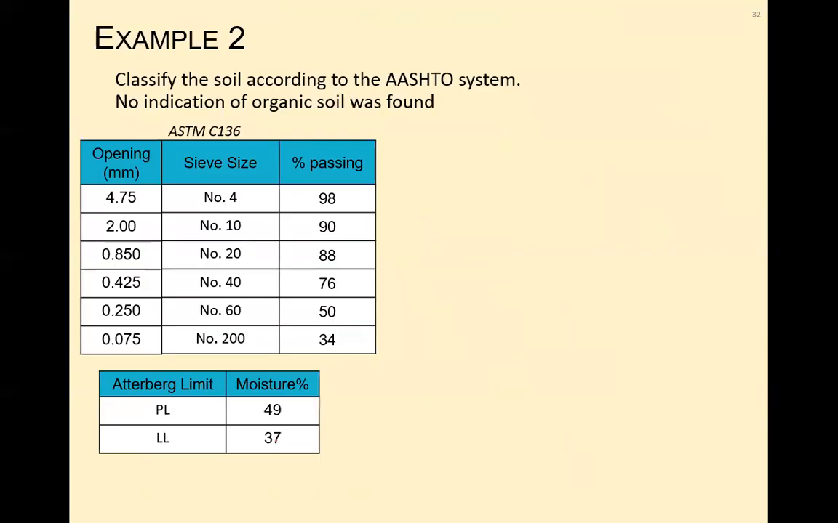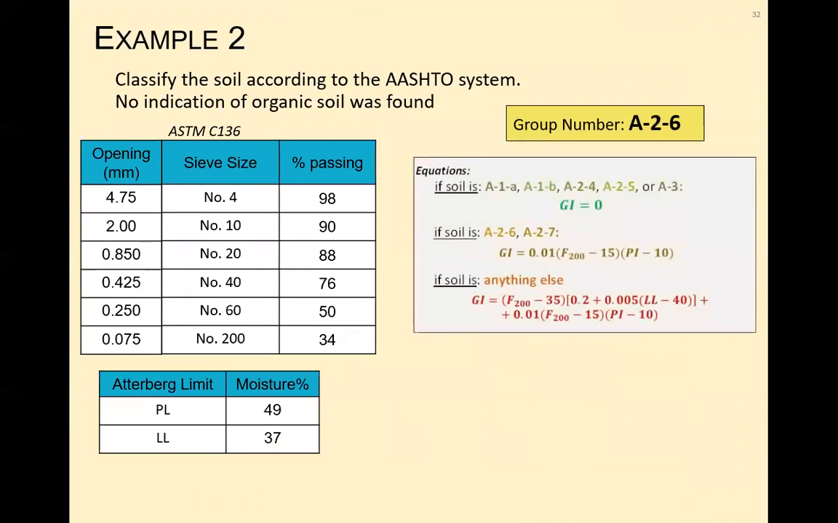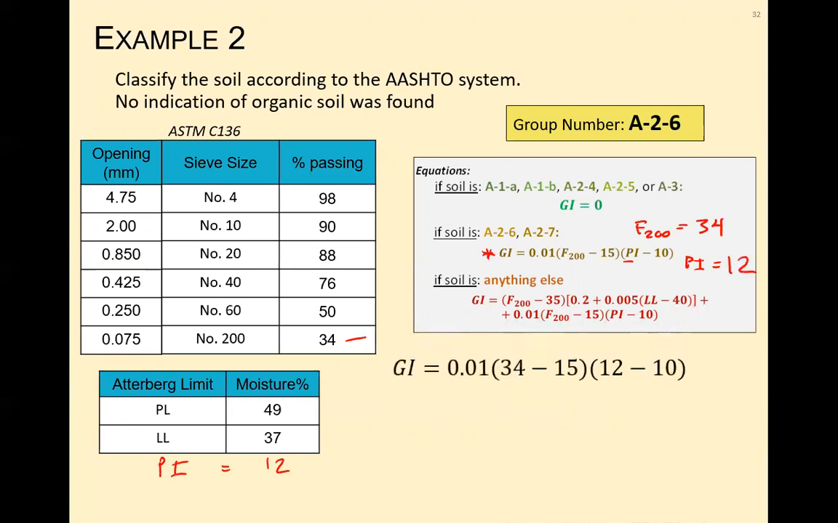So for the group index, we still have to calculate that. So we know it's an A-2-4. We go back to our group index. If it is an A-2-6, then we use this equation here. So our F200 is equal to 34. And then our PI is equal to 12. So we plug that in again, make sure that these guys are still in percent form. And we find a GI of 0.38.